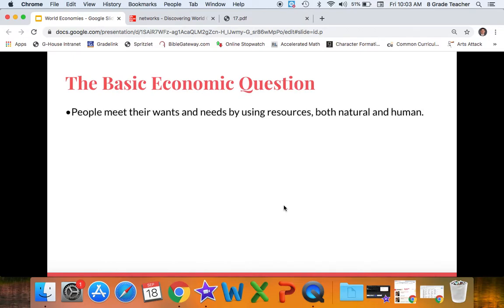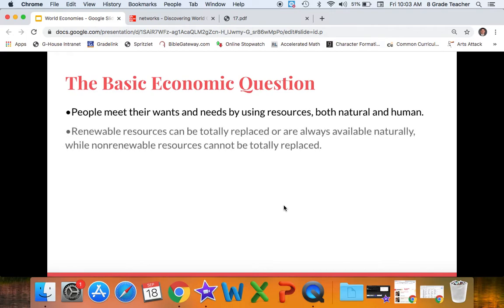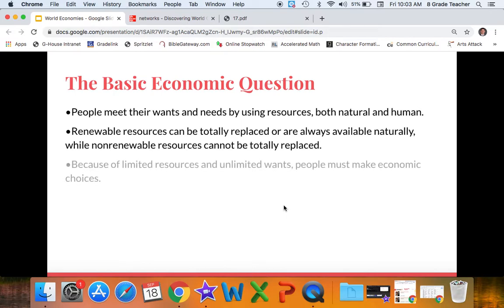After we've got those resources in place, people meet their wants and needs by using resources, both natural and human. Renewable resources can be totally replaced and are always available naturally, while non-renewable resources cannot be totally replaced. Because of limited resources and unlimited wants, people must make economic choices.